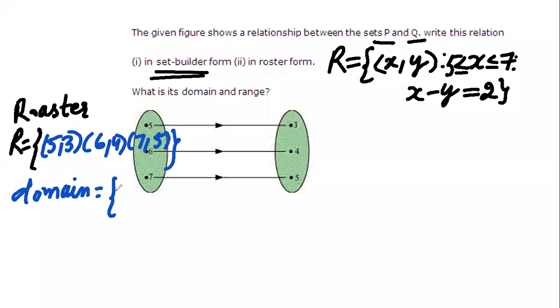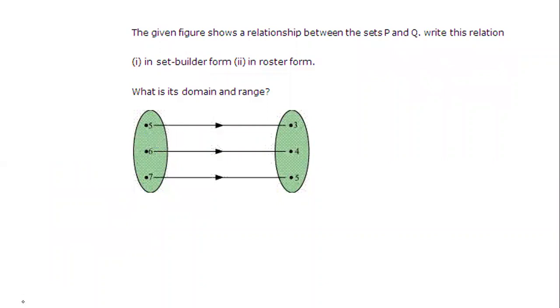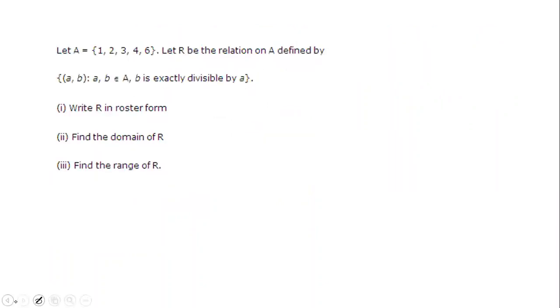What will be the domain here? Ma'am, 5, 6, 7. Very good. The inputs are the domain, that is 5, 6, 7. And what is the range, beta? Ma'am, 3, 4, 5. Yeah, 3, 4, 5. Okay. So can you see this? 11th math is very easy, isn't it? I think nobody is facing a problem in it. This is the question. Next is here.